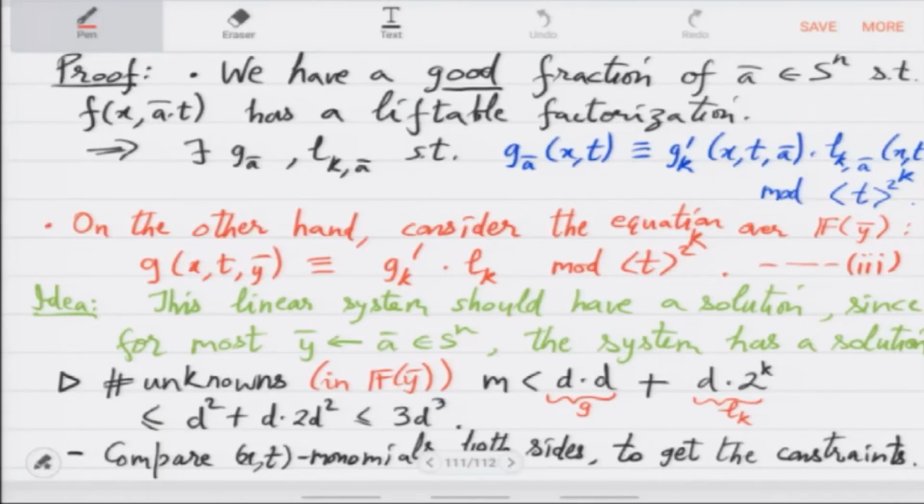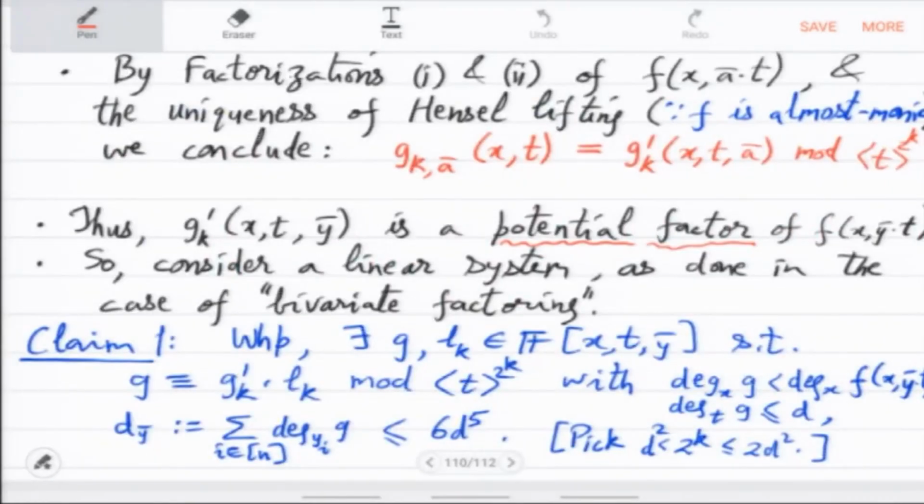Okay, last time we were finishing the proof of Hilbert's irreducibility theorem, and the place where we were is this claim 1, where we are trying to show that assuming that for an a bar you have factored f(x, a bar, t) mod t power, Hensel lifting will give you this factor gk prime, which is in formal y bar, and then from gk prime we want to now actually get to a factor of f, an actual factor of f.